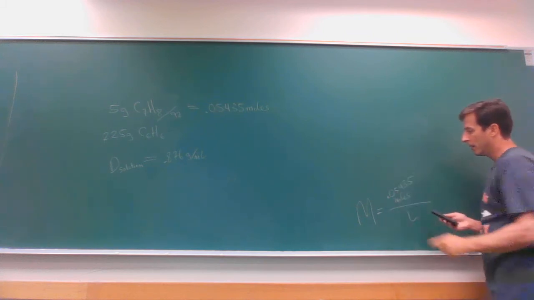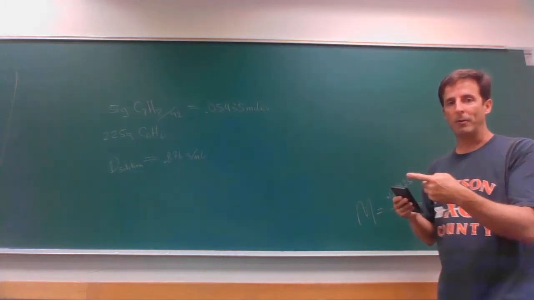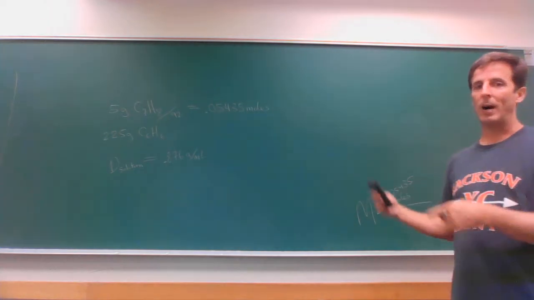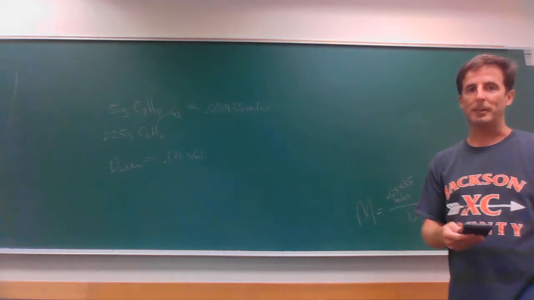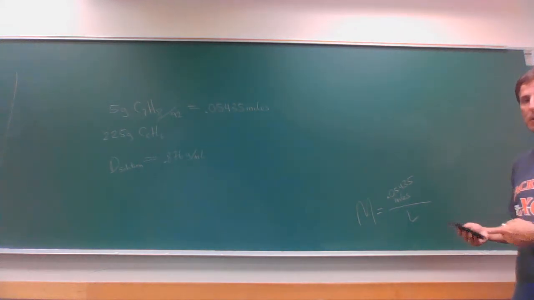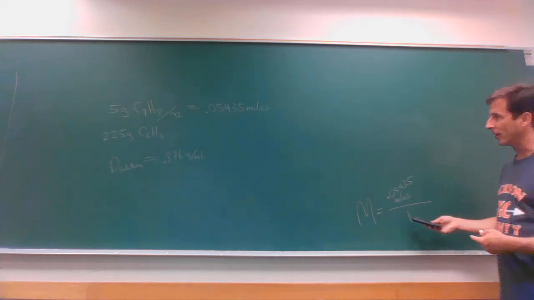0.05435. Notice I always keep an extra digit or 2 when I round off in the middle of the problem. If you round off to the correct number of sig figs throughout, it's going to mess your answer up, and sometimes you'll miss the problem because of it. Always keep 1 or 2 extra digits in the middle of the problem, or keep the whole number on your calculator, either one.